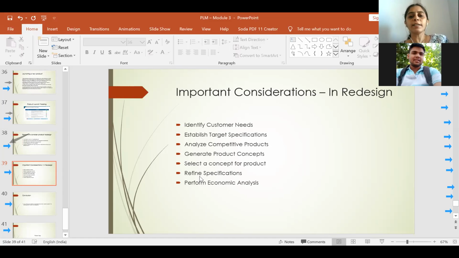So while redesigning, some important considerations have to be taken. First is identify customer needs, establish the target specifications properly to whom you are designing the product. Target is nothing but your target market, and the target market will be having some specifications and needs. So based on that only you have to redesign the product. Then analyze the competitive products. When there are products similar to yours from other companies, the competitive products, you have to analyze the competitive product design aspects and the sales and returns also.